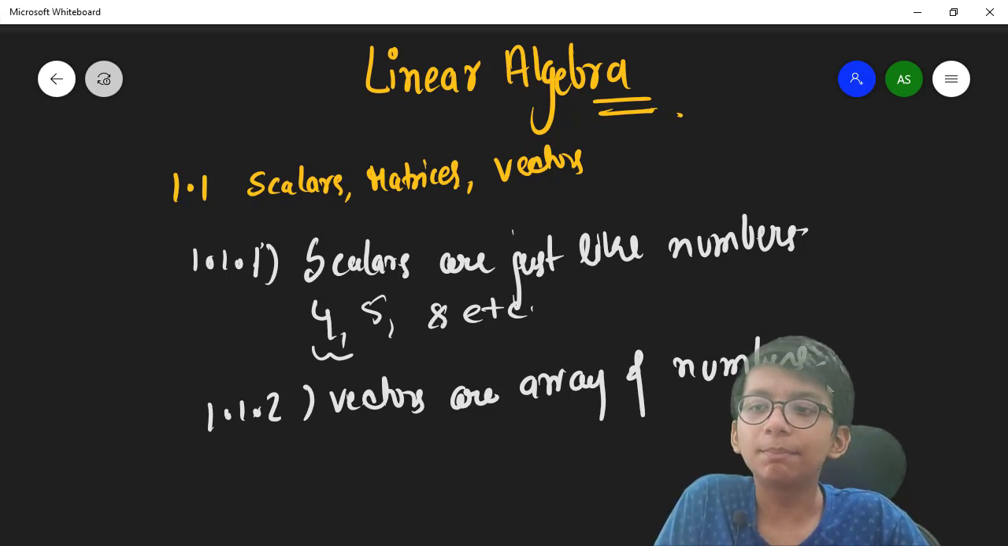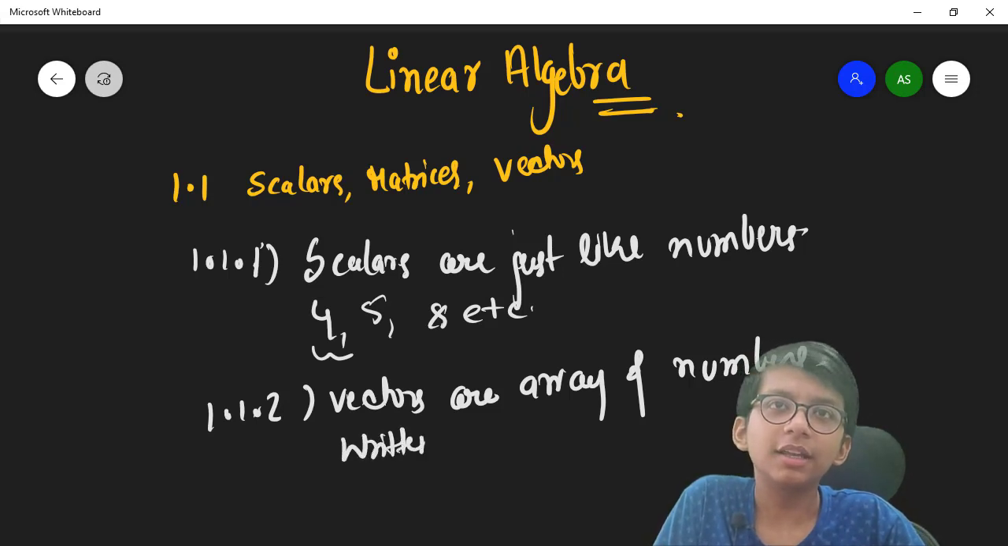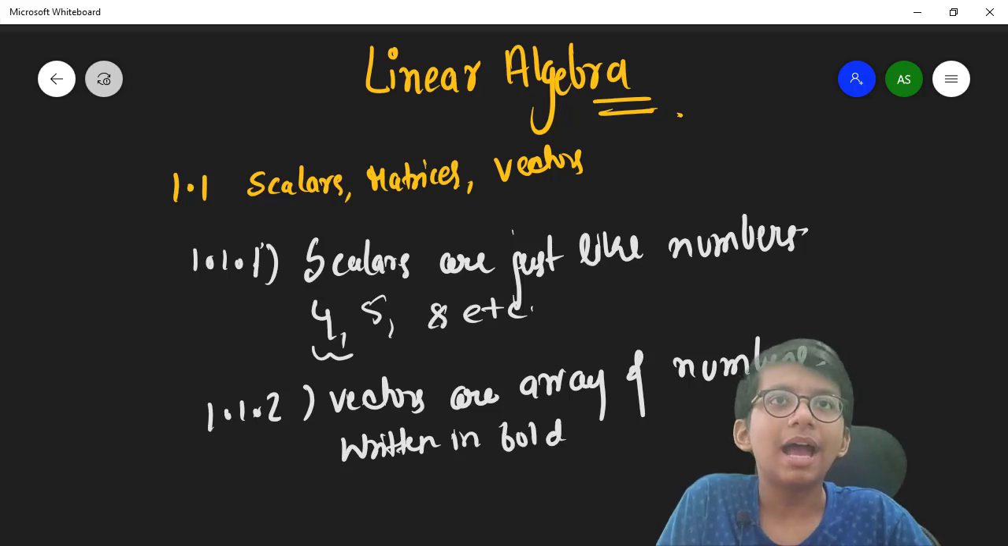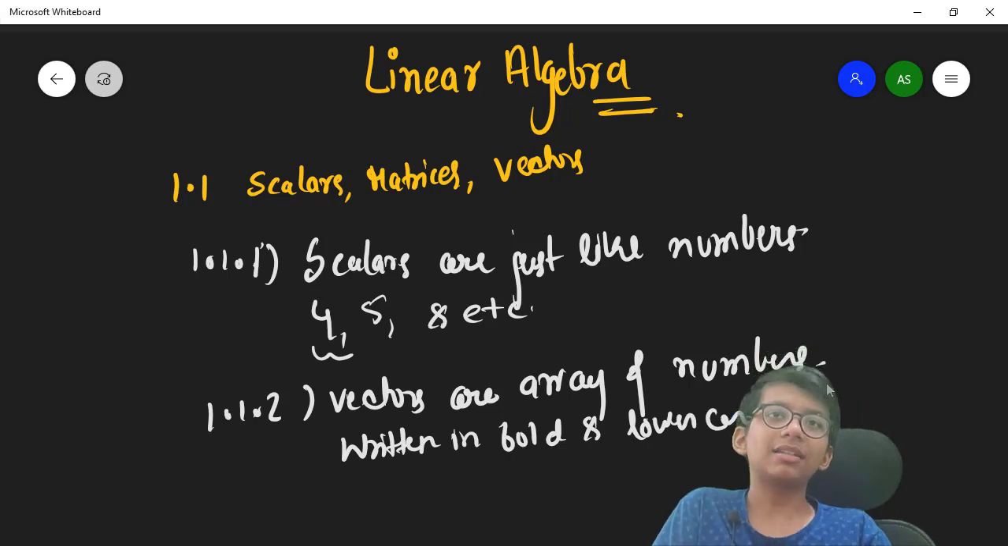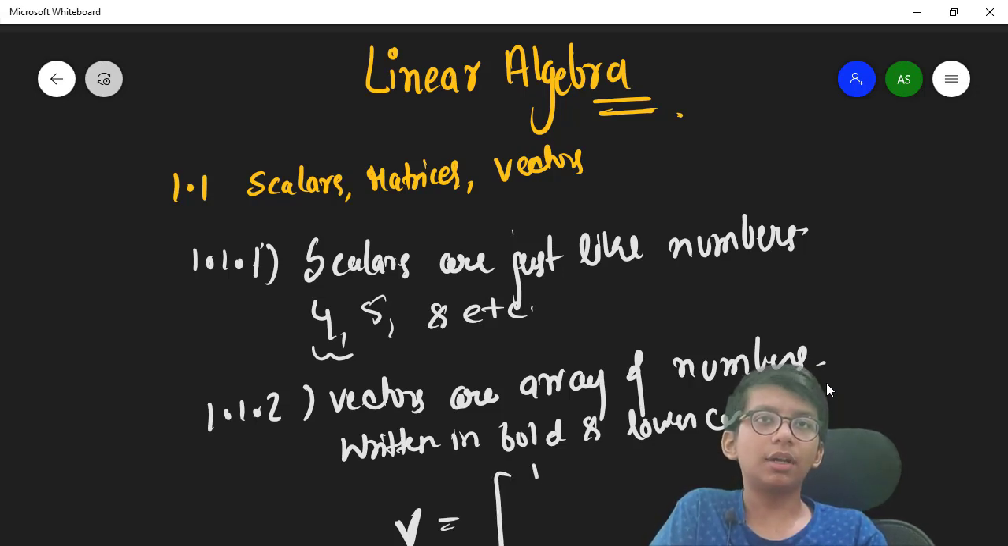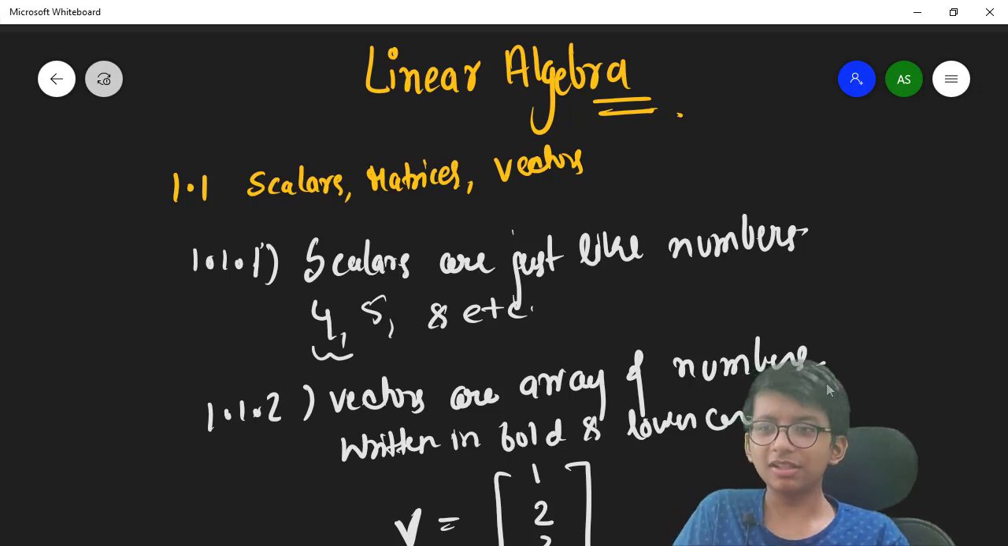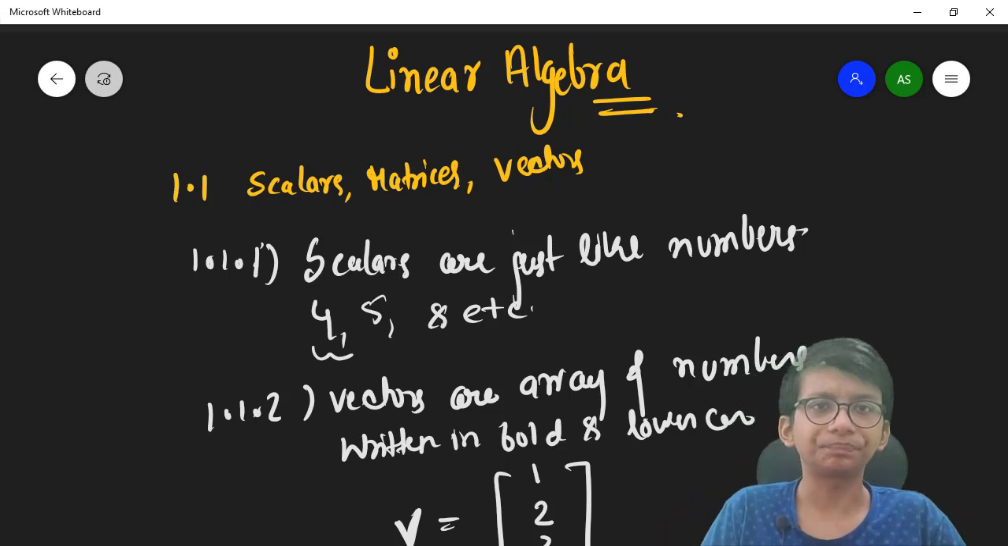A vector is written in bold, lowercase. So you write a v, which is in bold. v equals your vector 1, 2, 3. Okay, so this is an example of a vector.